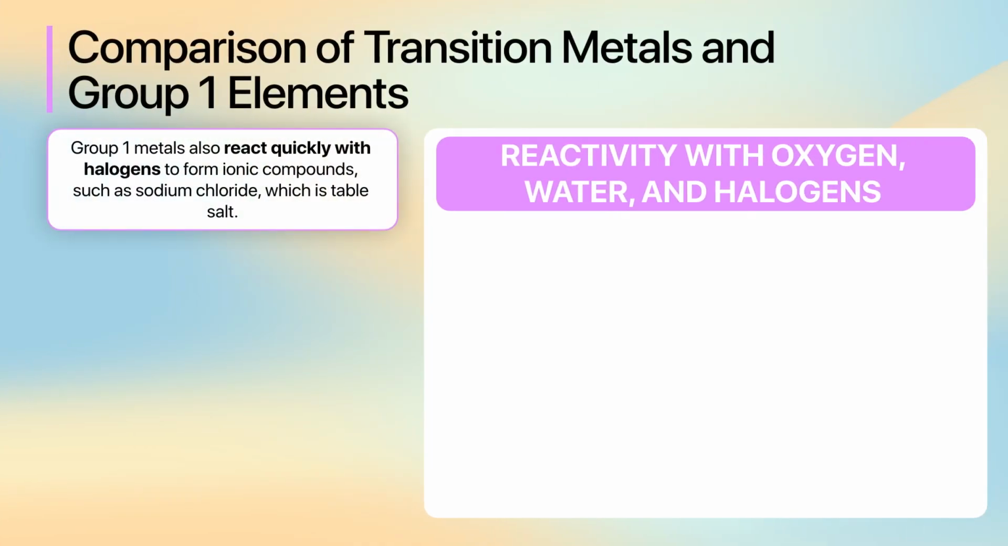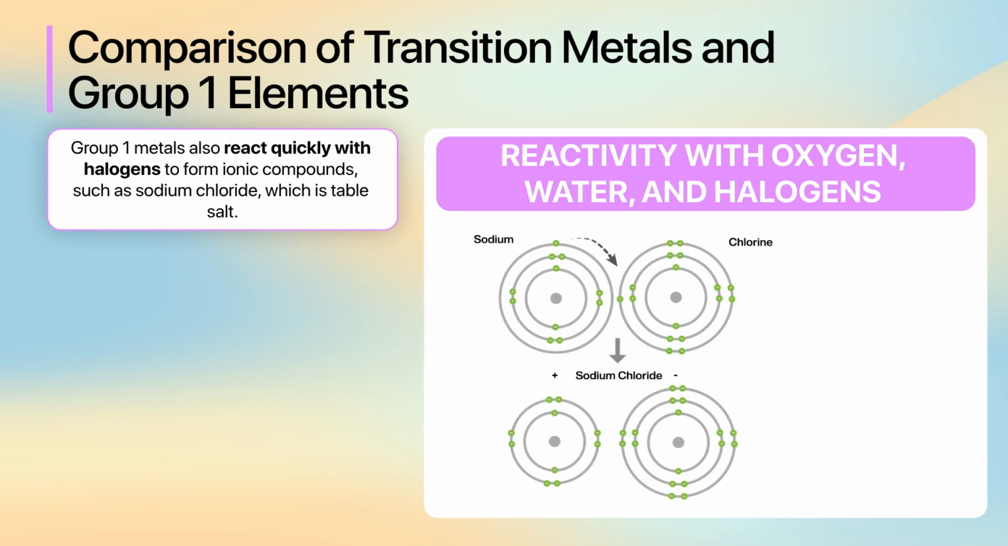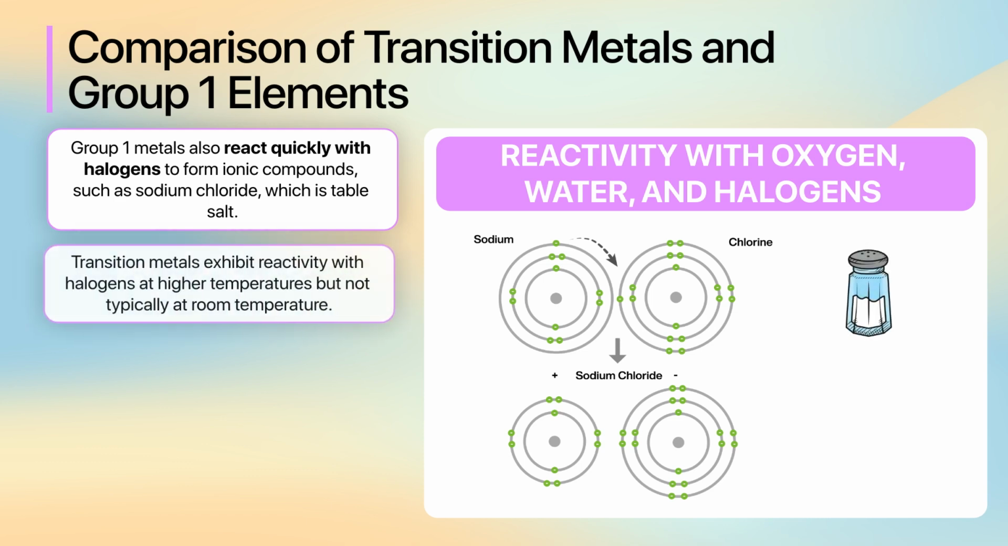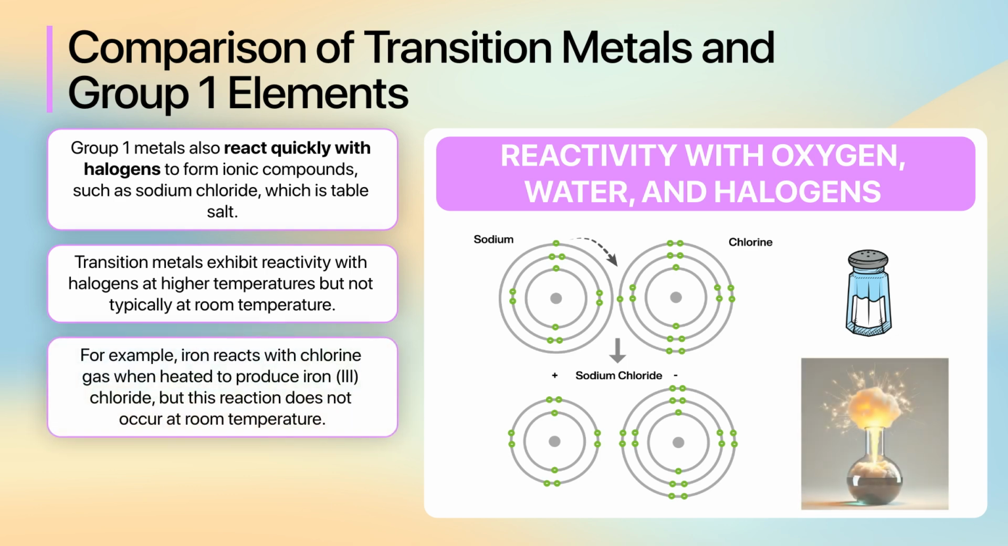Group 1 metals also react quickly with halogens to form ionic compounds, such as sodium chloride, which is table salt. Transition metals exhibit reactivity with halogens at higher temperatures, but not typically at room temperature. For example, iron reacts with chlorine gas when heated to produce iron(III) chloride, but this reaction does not occur at room temperature.